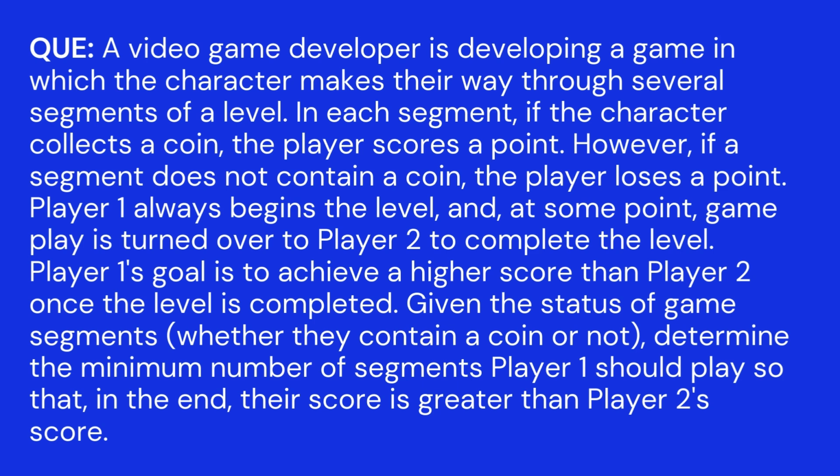Question. A video game developer is developing a game in which the character makes their way through several segments of a level. In each segment, if the character collects a coin, the player scores a point. However, if a segment does not contain a coin, the player loses a point. Player 1 always begins the level and, at some point, gameplay is turned over to Player 2 to complete the level. Player 1's goal is to achieve a higher score than Player 2 once the level is completed. Given the status of game segments, whether they contain a coin or not, determine the minimum number of segments Player 1 should play so that, in the end, their score is greater than Player 2's score.